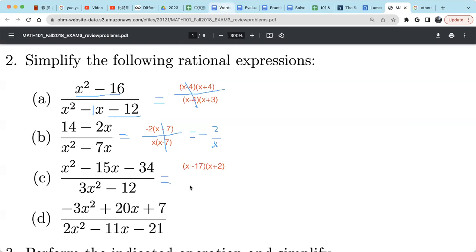Then the denominator, first we want to factor out 3. Once we factor out 3, we have x squared minus 4. That's a difference of two squares, which can be factored as x plus 2 times x minus 2. Then we see x plus 2 divided by x plus 2 becomes 1. So this simplifies to x minus 7 in the numerator, 3 times x minus 2 in the denominator.